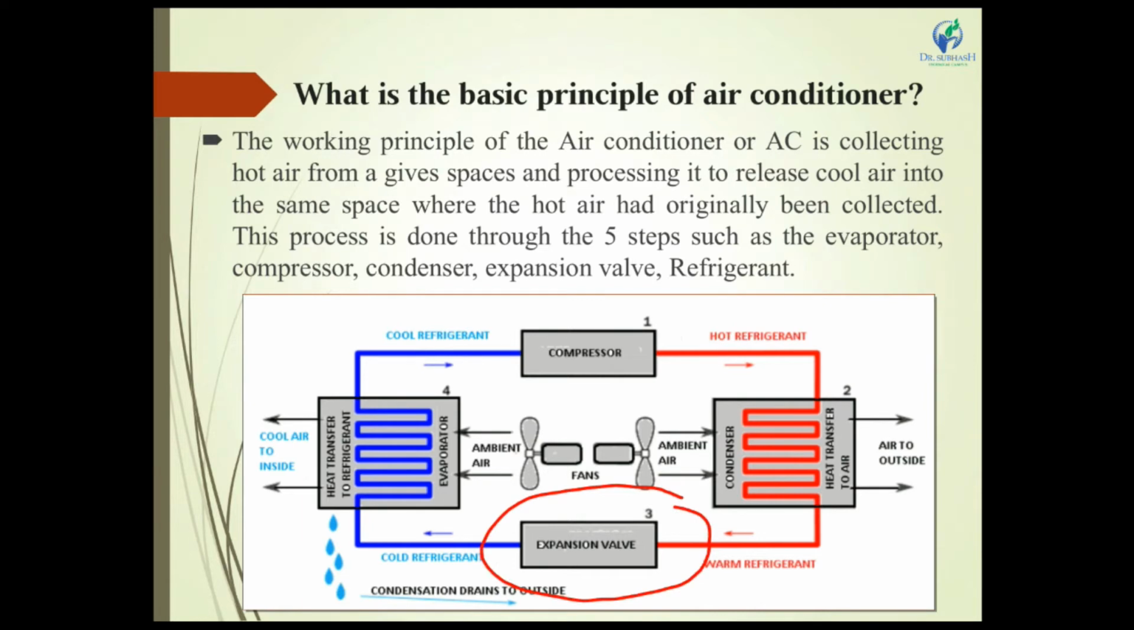The expansion valve is one type of throttling process. In this process, a small line of refrigerant suddenly expands. Suddenly expanding means the refrigerant passes through and its volume increases, so it's called a throttling process.